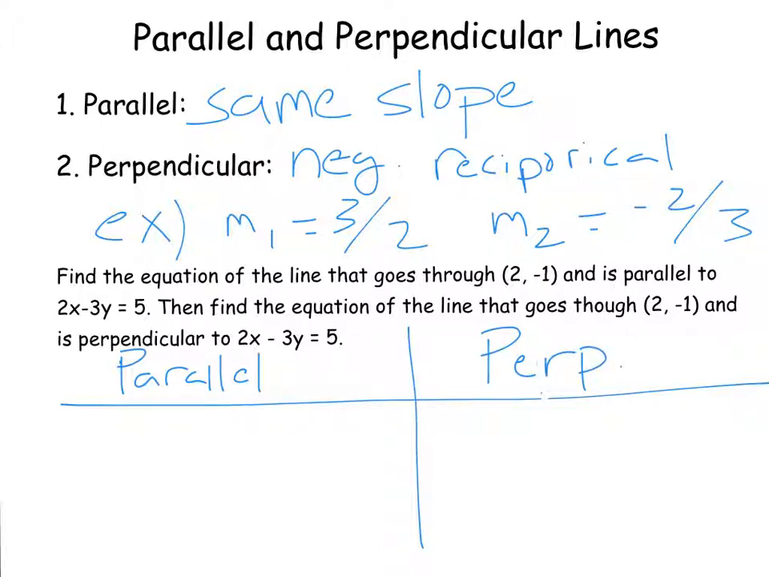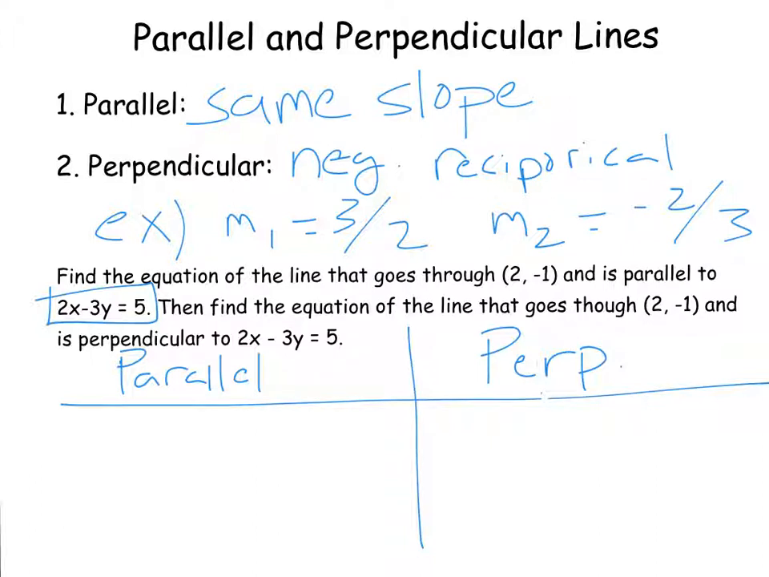I know these two lines I'm going to find have to go through the point (2, -1), but I've got this other line right here. Notice it's not in slope-intercept form. I don't really like that, so I'm going to switch it. The first one's going to be parallel to the line that I was given, and the second one's going to be perpendicular to it. Okay?